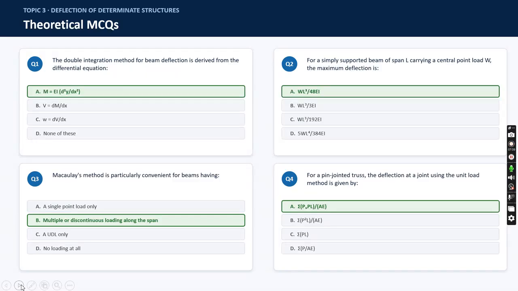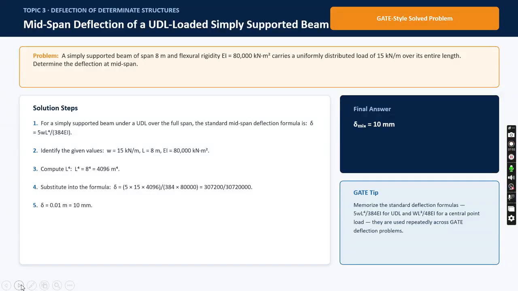For a pin-jointed truss, the deflection at a joint using the unit load method is given by the sum of P U L divided by AE. Option A is the right answer. Next comes the problem.